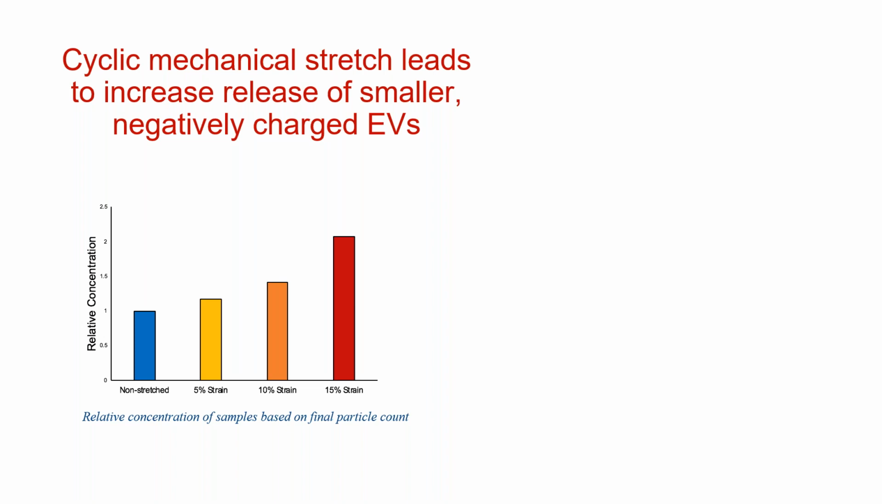But one thing we noticed early on, we've actually repeated this several times, and I haven't had the new graphs with the nice stats on yet, but we see a dose dependent increase in the amount of vesicles released with strain. And so as we go from a non-stretched control, I guess you could say, so cells that were placed on these flex cell plates but not stretched, to 5%, to 10%, to 15%, we see an increase in the amount of vesicles released.